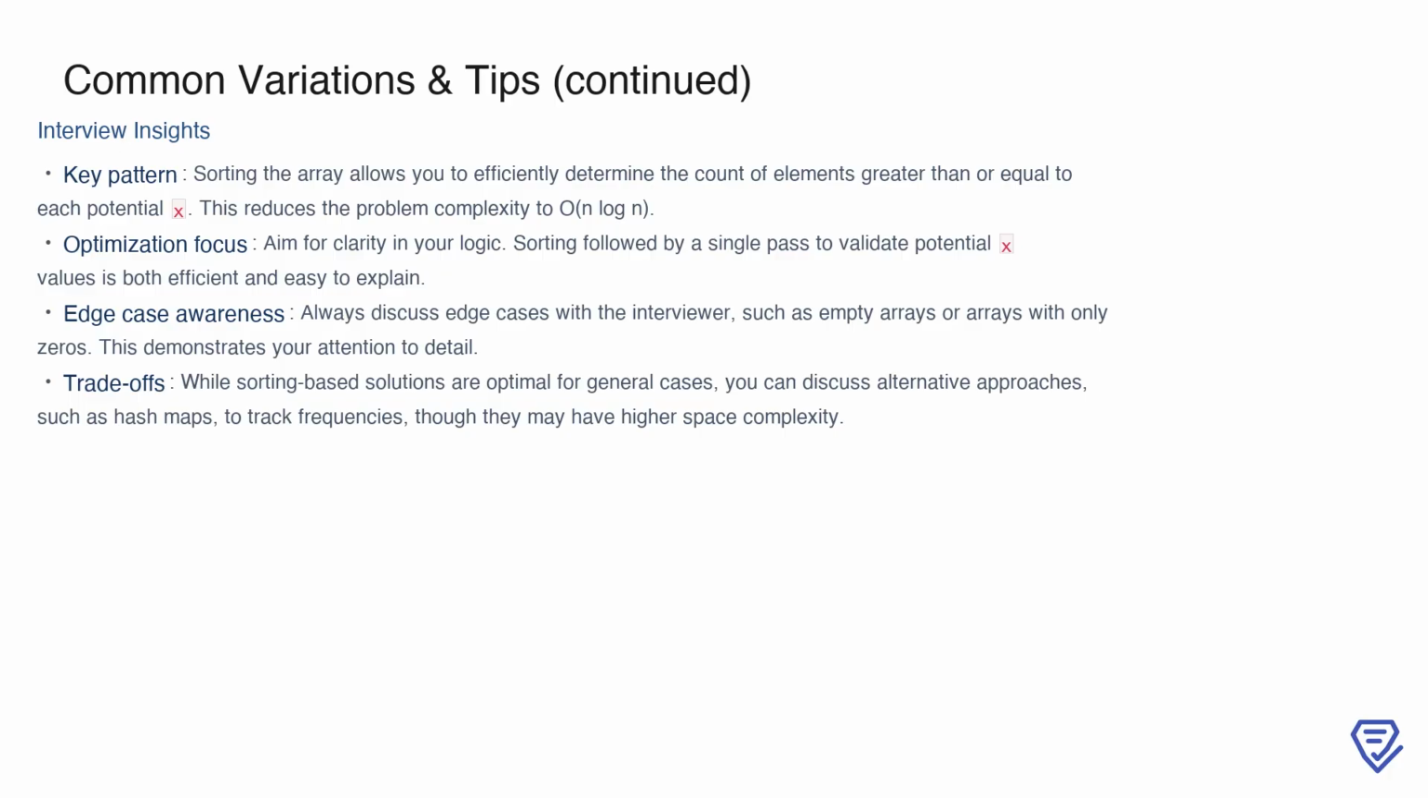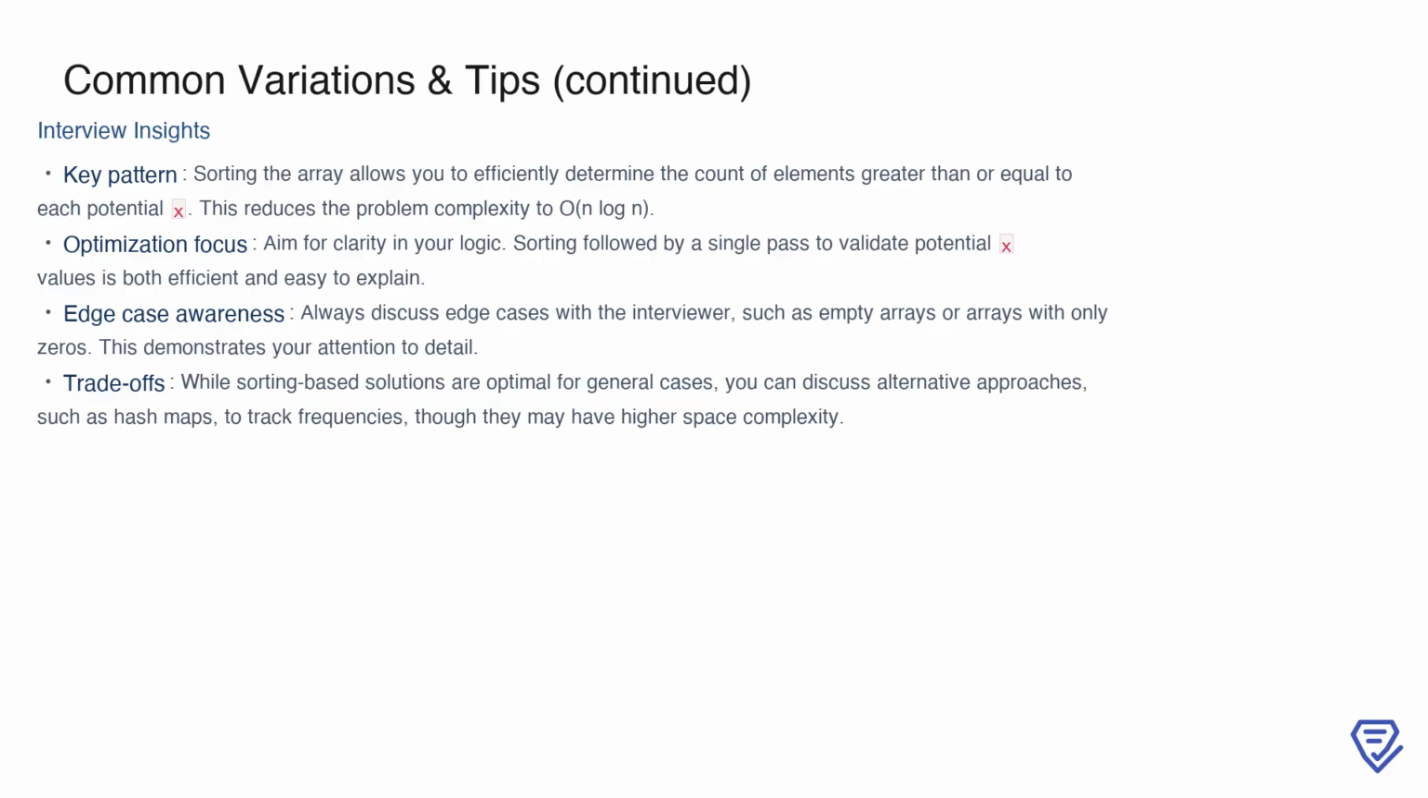Now, let's focus on insights that are especially useful during interviews. A key pattern to recognize is that sorting the array makes it much more efficient to determine how many elements are greater than or equal to any potential x. With sorting, the problem complexity can be reduced to O(n log n), which is often acceptable in interviews. Clarity in your logic is also crucial. Sorting followed by a single pass to validate potential x values is not only efficient but also straightforward to explain. Make sure to demonstrate your awareness of edge cases, such as handling empty arrays or arrays consisting only of zeros. Bringing these up unprompted can show the interviewer that you're detail-oriented.